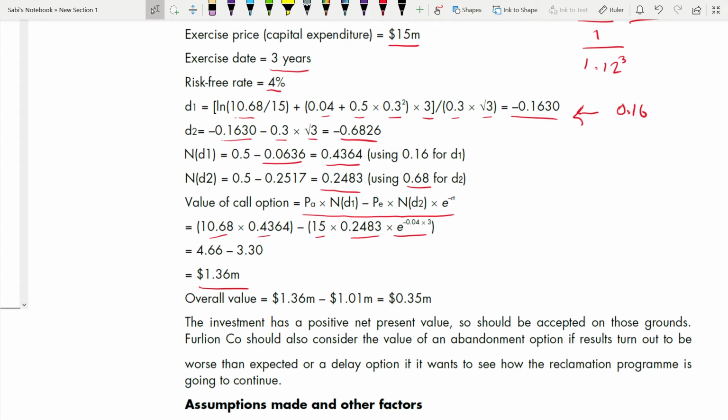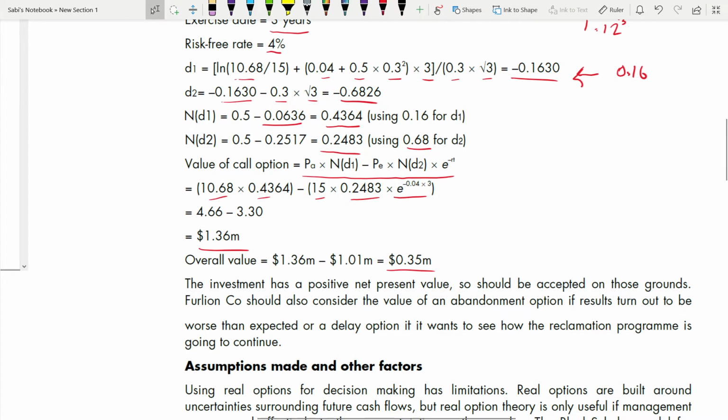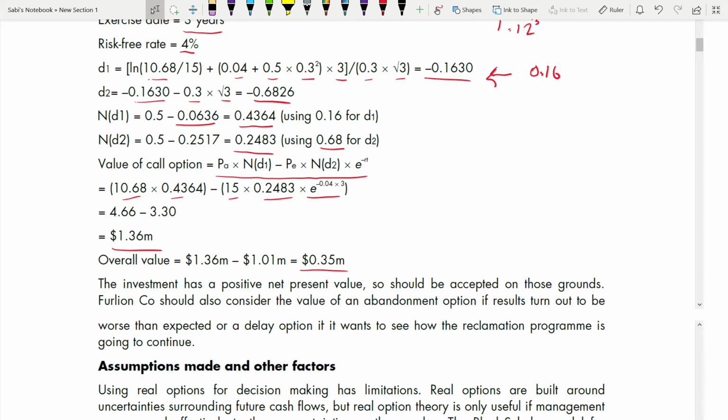Now if you find, so this is the value for option. Now overall value, what was our net present value? It was negative 1.01. So we are deducting that net present value from this value and this is the overall value. It is positive. So what should we tell? Based on this, we have to write one statement. Just calculating overall value is not enough. You have to say in words. So the investment has a positive net present value, so should be accepted on those grounds. This line has to be there. Whether you should accept or not, you have to accept. Why? Because the investment has a positive net present value. So they are saying on this ground you have to accept.